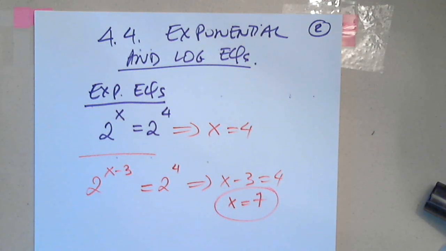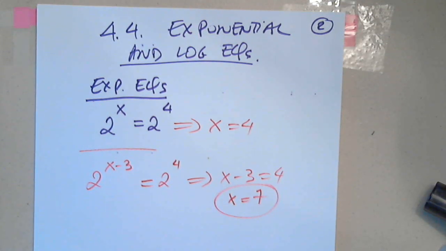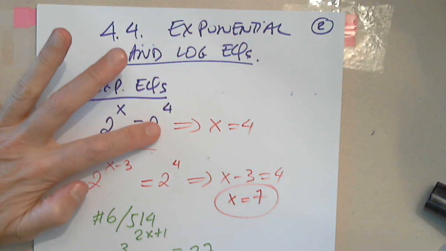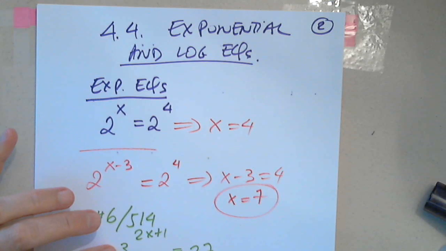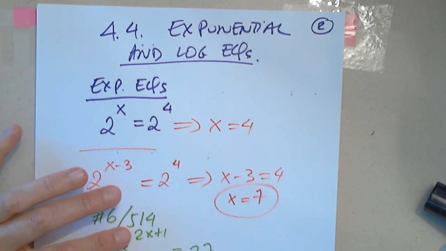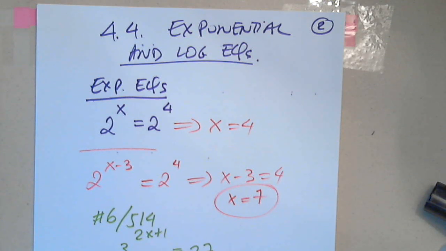Okay, so here's the next step. I'm going to pick a problem now from your book, let's say number 6 on 514. 3 raised to 2x plus 1 equals 27. Well, the key in the previous problems was the fact that the bases were the same. But I don't see here the same bases. This is a prime number. I cannot do anything to it. But I'm looking at the other side and I'm really hoping to change that into a power of 3.